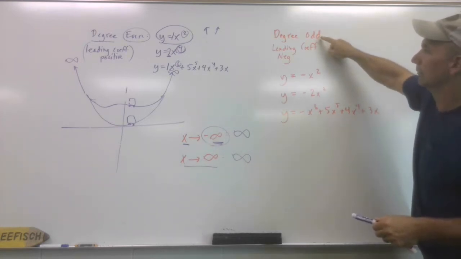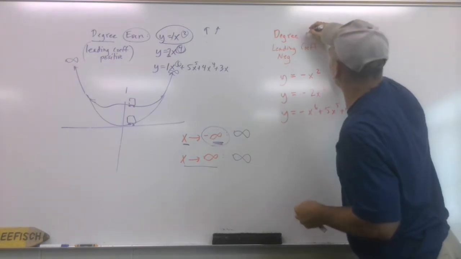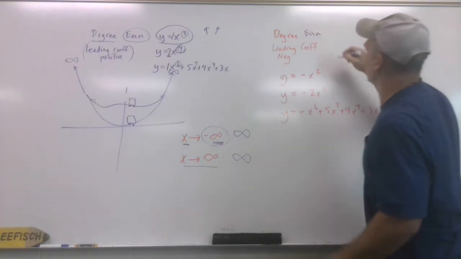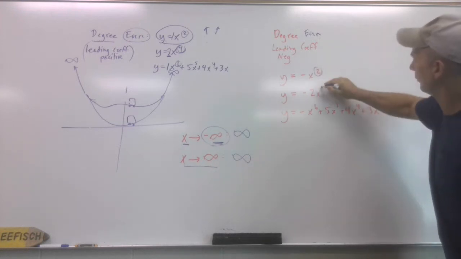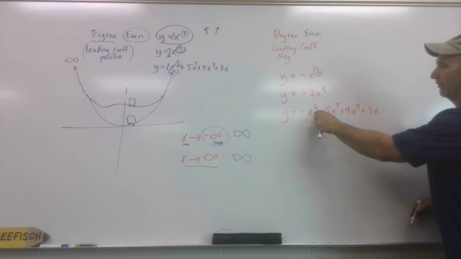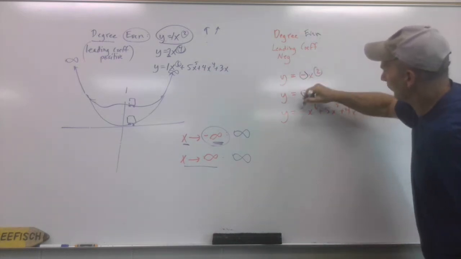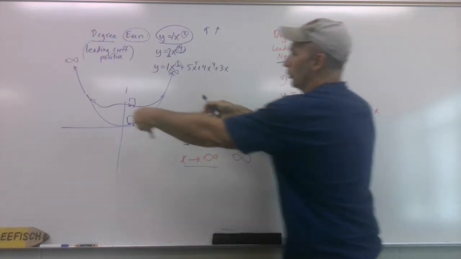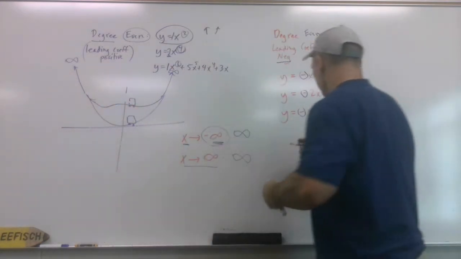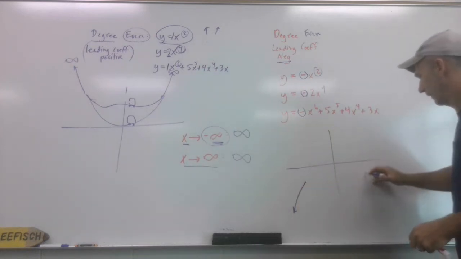Transition. Same things. The degree is, whoa, almost screwed that up. Even. So we got a 2. I meant to put a 4 there. And then I got a 6. So all these are even. But I changed my leading coefficient. Now the leading coefficient is negative. What does it do to the rule? Flips it. So my rule would be like this.